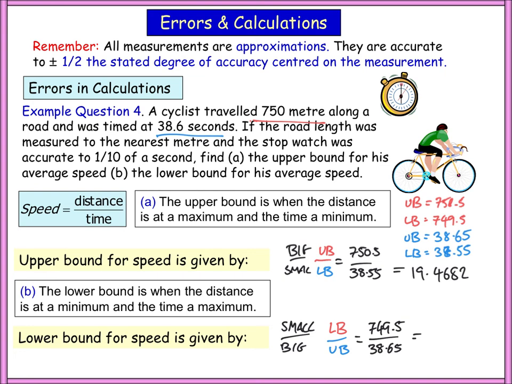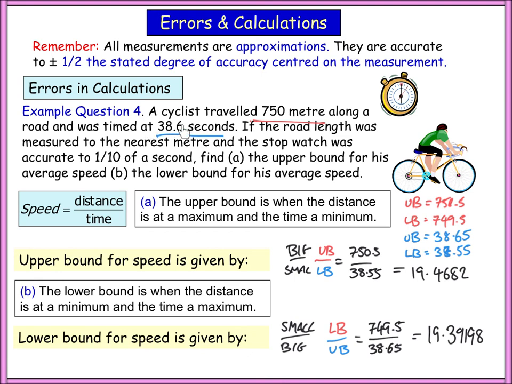So 749.5 divided by 38.65. Okay, and that works out then as 19.39198. And that's it. We've done our calculation.